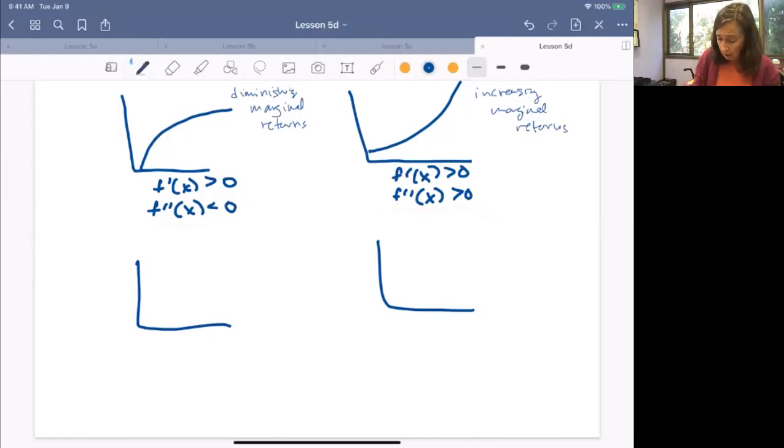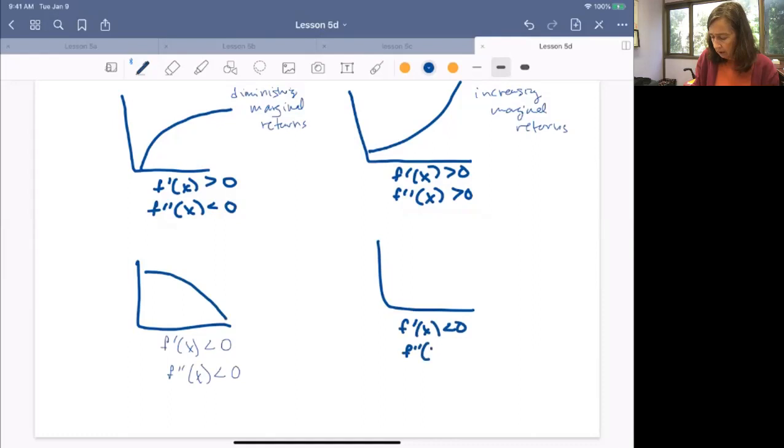Okay, and just filling out the set of pictures here with some negative first derivatives. So the case where we have a negative first derivative and a negative second derivative, that's going to be a function like this, and a negative first derivative and a positive second derivative is like that.